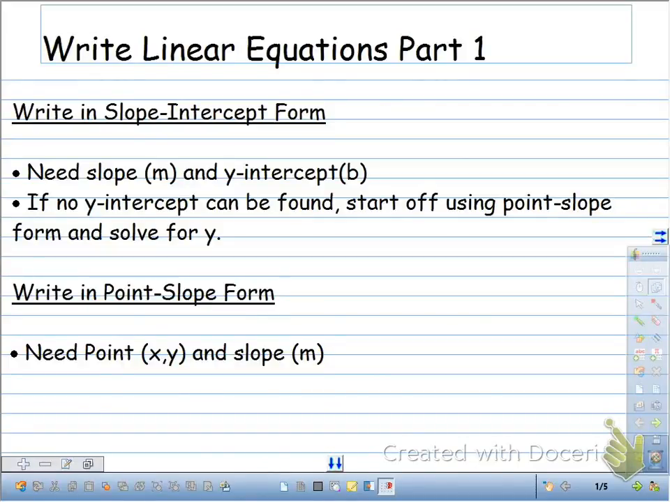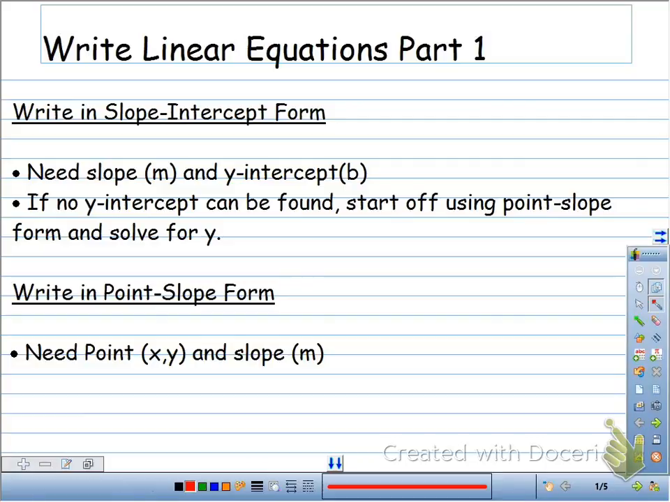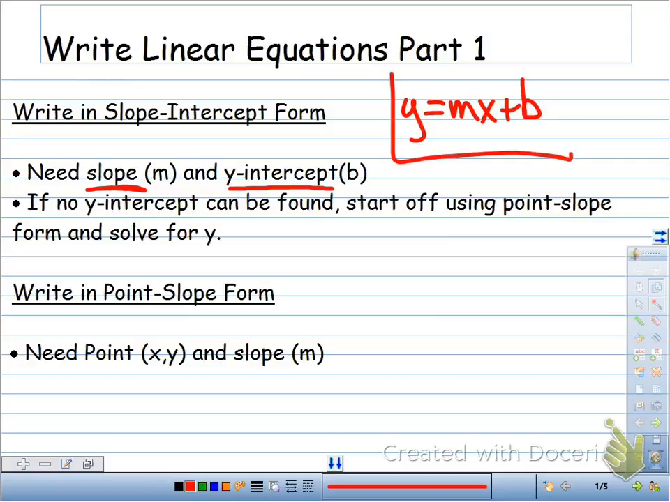All right, today we're going to talk about writing linear equations. There's two different forms that we're going to focus on, and the first one here is slope-intercept form. Two things that you need for slope-intercept form, which is y equals mx plus b: you need your slope, which is your m, and you need your y-intercept, which is your b. If you can get those two things, you can go directly into slope-intercept form.